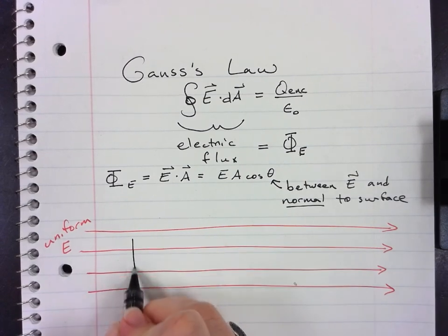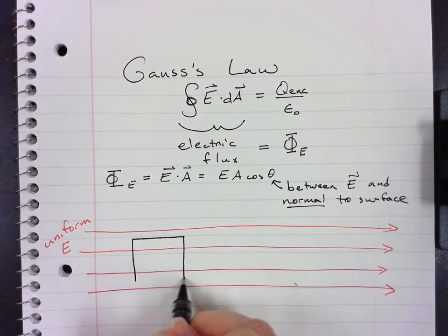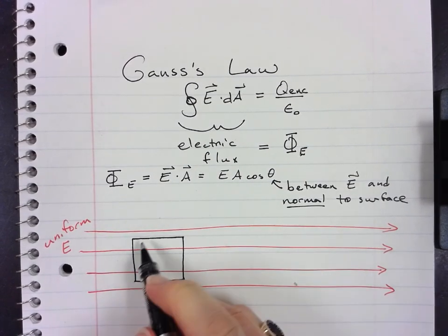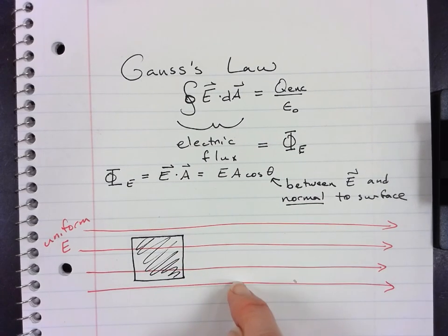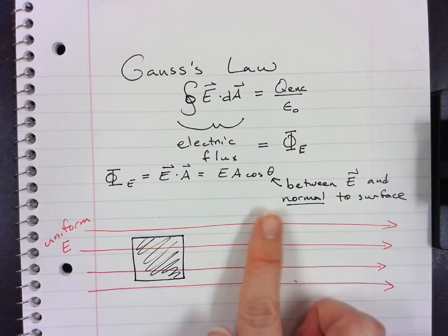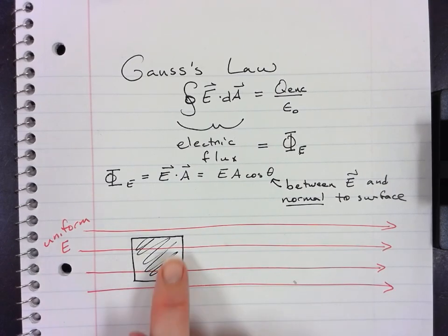But if I hold a square like this, so then you can shade it in if you want. Notice none of these field lines go through it. They go on top of it, they go underneath it, but if this is infinitely thin, none of the field lines actually pierce through the square.